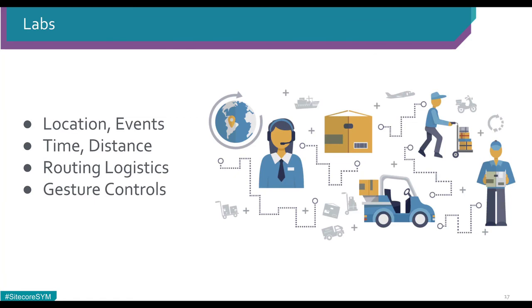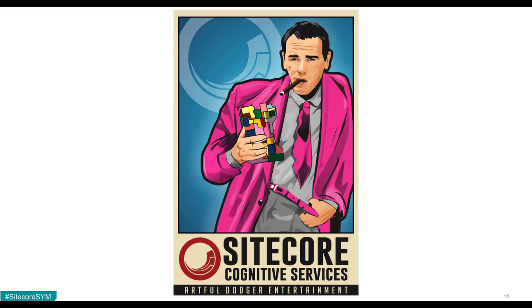Beyond that, there are these experimental APIs. They're not commercial grade yet, but they're out there, and they deal with time and events, distance and routing. They even have some gesture controls. And what this spells to me is a lot of integration with e-commerce. And since Sitecore 9 is supercharged with a new e-commerce engine, I think this would be a prime area of focus.